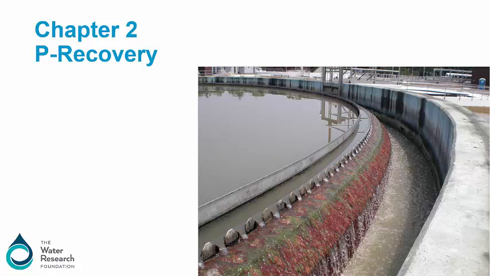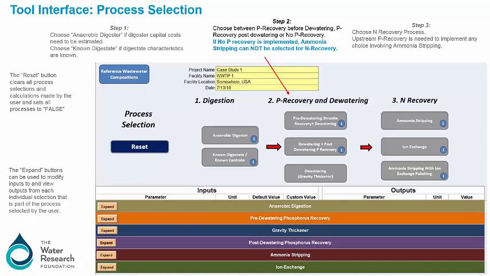Chapter 2, P recovery. In Step 2, you will choose between P recovery before dewatering, P recovery post-dewatering, or no P recovery. If no P recovery is implemented, ammonia stripping cannot be selected for N recovery.